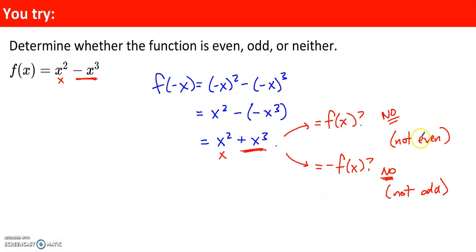So if the function is not even and it's not odd, it's neither. It's neither even nor odd. And truthfully, a lot of functions are neither even nor odd. We saw that graphically earlier in this learning target when we were looking at the graphs of functions.